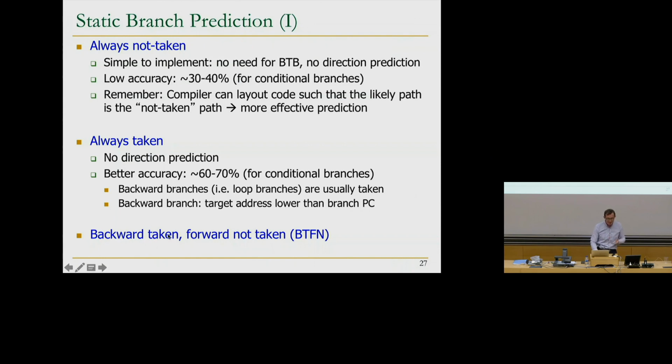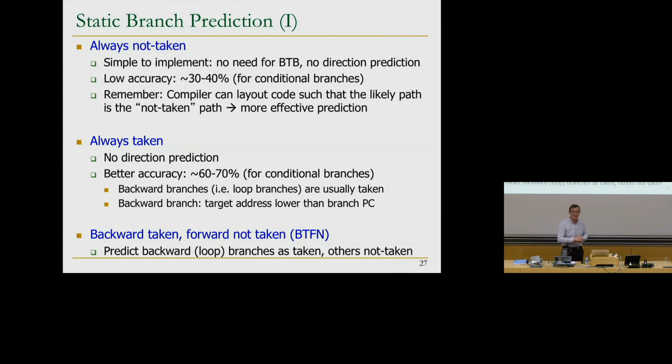So this is another mechanism. If it's a backward branch, you predict that it's taken. If it's a forward branch, you predict that it's not taken. So predict the loop branch as taken, all other branches as not taken. This leads to slightly better accuracy. Of course, the logic is a little bit more complex right now. You need to figure out what's a backward branch and what's a forward branch. But you can store that information.